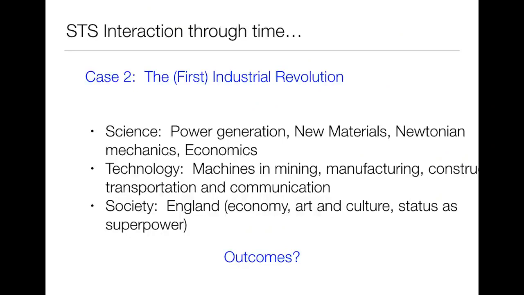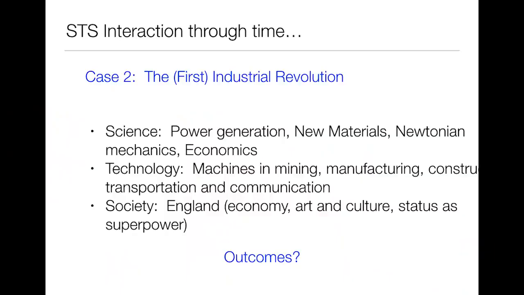As a second case, let's take the case of the Industrial Revolution, or we refer to it as the First Industrial Revolution, according to science historians, the one that happened in England or in Great Britain. So the science that is at play here includes power generation, the knowledge of generating new sources of power, as a revolution or as a change or as a departure from the use of beasts of burden like the horses as the main or the primary source of power.